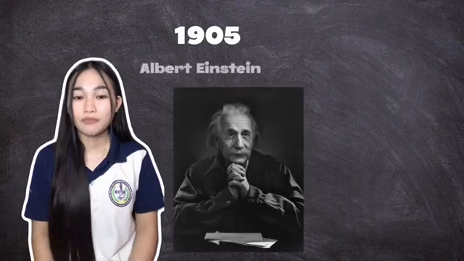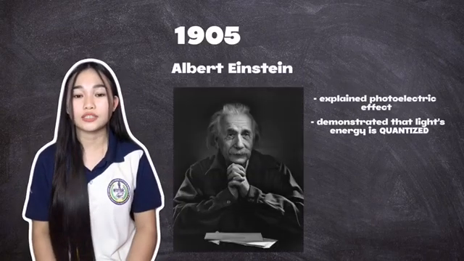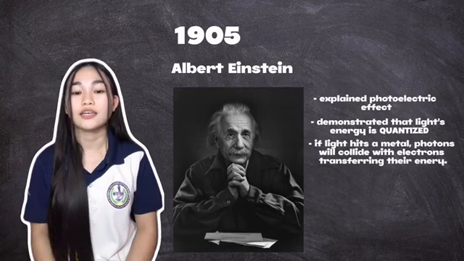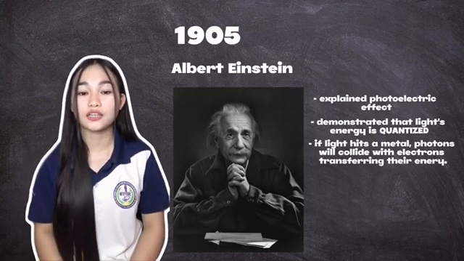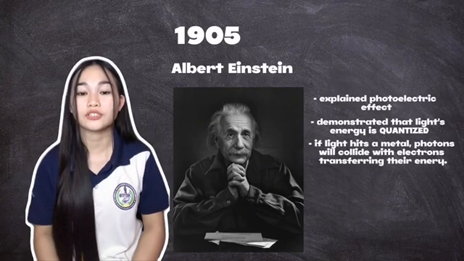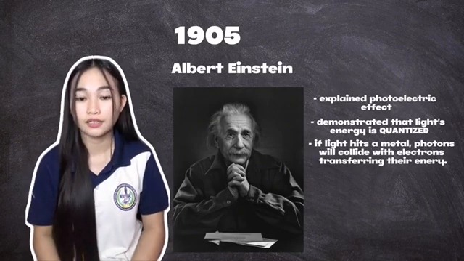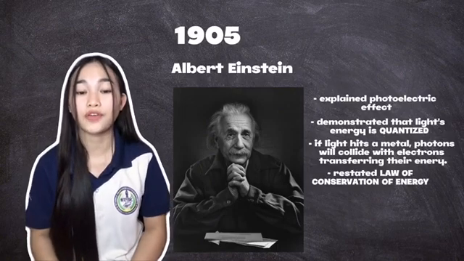In 1905, Albert Einstein explained the photoelectric effect, demonstrating that light energy is quantized, and showed that when ultraviolet light hits a metal, photons can collide with individual electrons, transferring their energy. For this process to occur, the light must have a frequency above a certain threshold specific to the metal. Einstein formulated the photoelectric law, restating the law of conservation of energy.